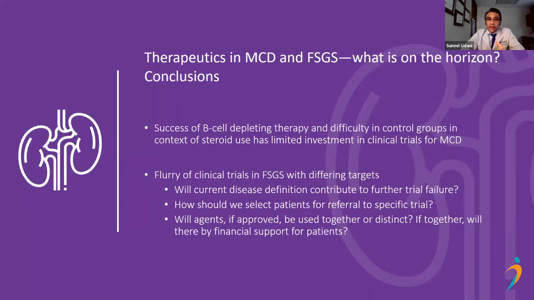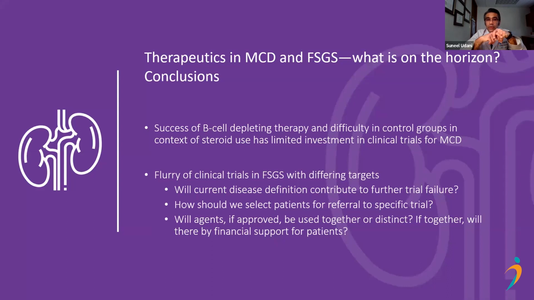The success of B-cell depleting therapy like rituximab, as well as difficulty in control groups, so people that are not on steroids, in some ways has limited investment in clinical trials for minimal change. We use rituximab off-label, and so you really have to have what we refer to as equipoise, that being in a clinical trial, being in a control arm, so the standard of care alone is acceptable for a person. And if I see that they're clearly steroid responsive, or clearly rituximab responsive, or very likely to be rituximab responsive, I do not have the ethical backing to refer them for a clinical trial where they may not receive an active drug.